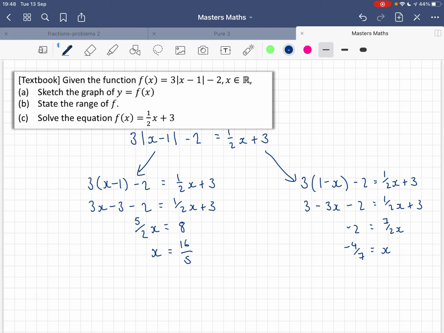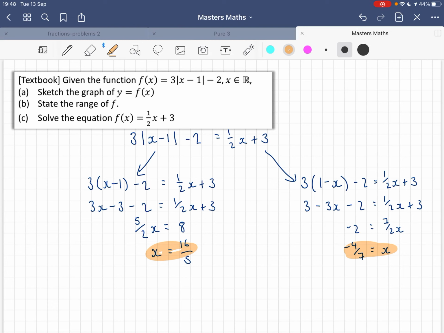I'm not going to do it right now, just because, again, I don't want this video to be like 30 minutes long. But please remember to check these values. Okay, so check that x equals 16 over 5 and x equals negative 4 over 7 do actually work in the equation.